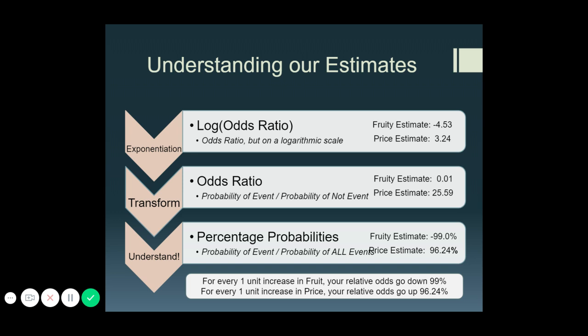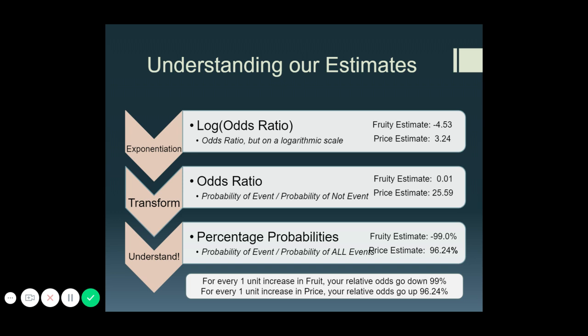It's not that easy. So in order to translate it into something that's even easier, we exponentiate it. We make e to the power of whatever the estimate is. So in this case, our log odds ratios for fruity was negative 4.53, and for price, it was 3.24. We put that over e and we figure out what the result is. So for fruity, the odds ratio, pure odds ratio, is actually 0.01, whereas for price it's 25.6. This is what I was showing you before. The results that I used already were showing odds ratios instead of log odds ratios.